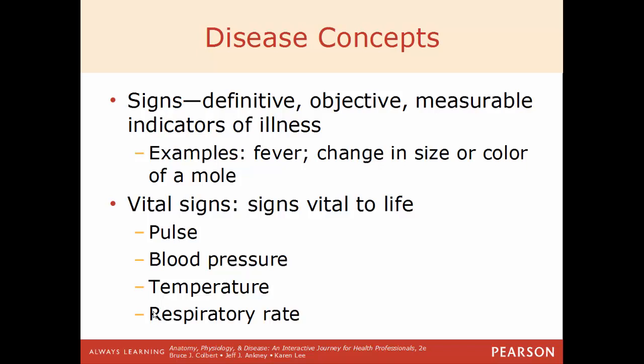The signs. These are definitive, objective, measurable indicators of an illness. Fever, color changes, size changes of a mole, and so on. Things that you can objectively measure and see. Some are vital signs, like the name implies, signs that are vital to life. Blood pressure, temperature, respiration rate, pulse, and so on. All those are very easy to measure objectively.